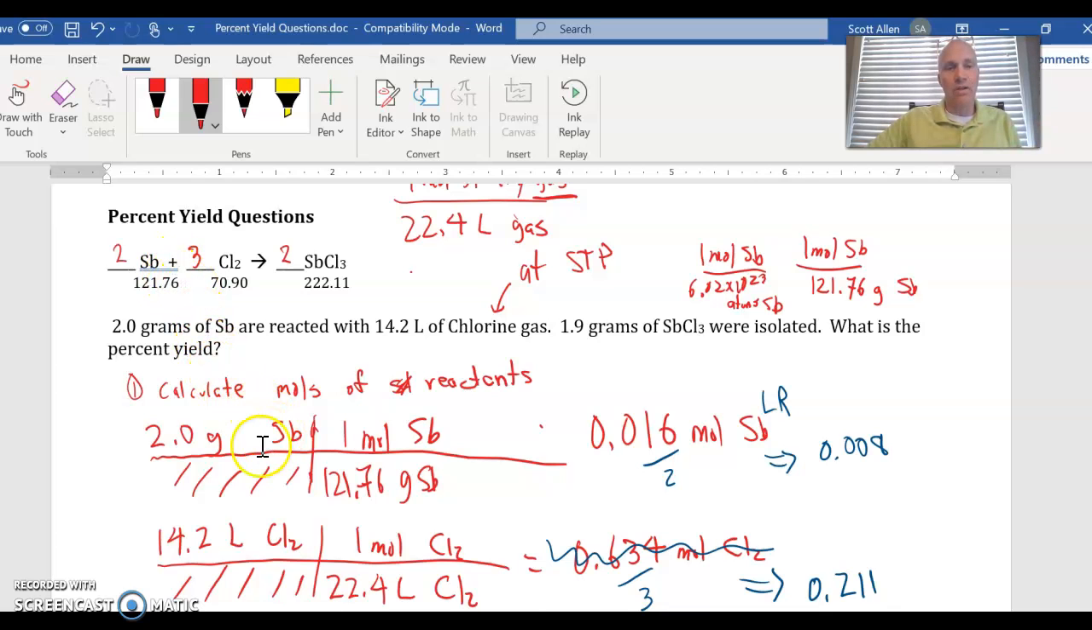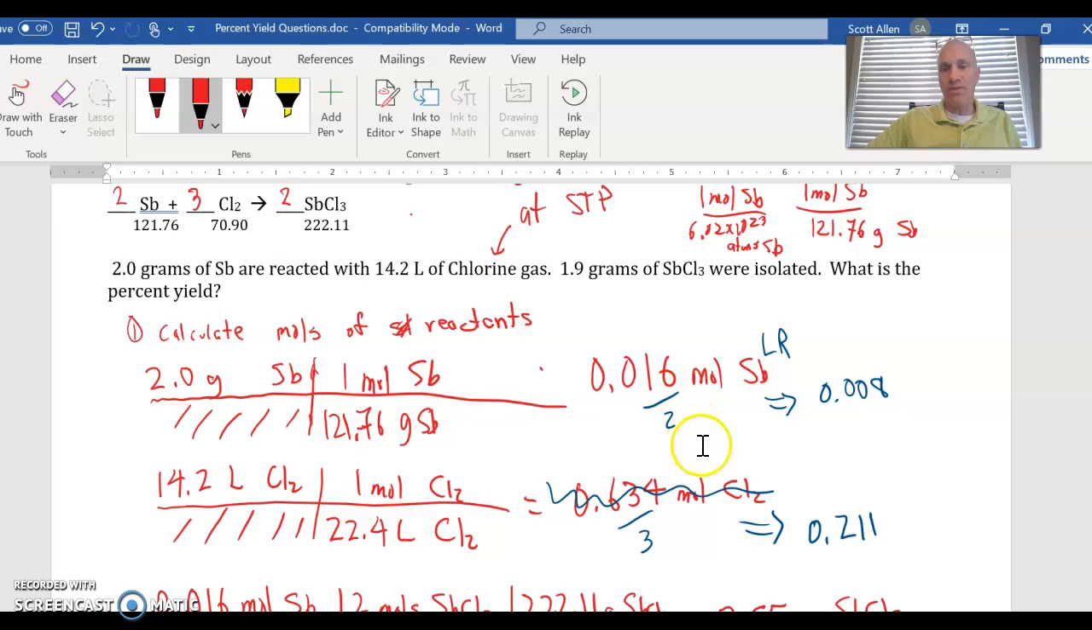So we're going to calculate the number of moles of each and divide each by the coefficient in the balanced reaction, and that gives us a number. What we do with that number is we say that the smaller of those numbers is the one that tells us the limiting reagent. So this little calculation of calculating the moles and dividing by the coefficients gives us these numbers. Since this number is smaller, that proves that antimony is the limiting reagent.